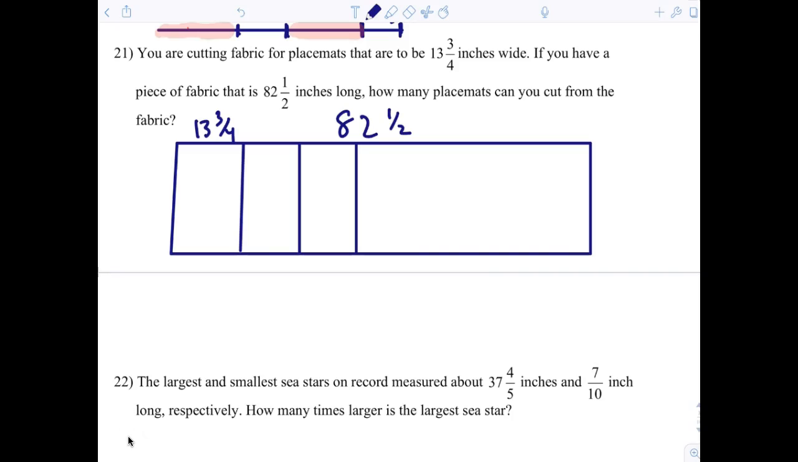All right, so we are taking what? We are taking 82, thank you, Justice, and dividing it by 13 3/4. And what do I get, Justice? You get 6. Exactly. Exactly 6. So you can cut out 6 placemats. That's it. That wasn't that bad. Bless you. All right, everybody good?